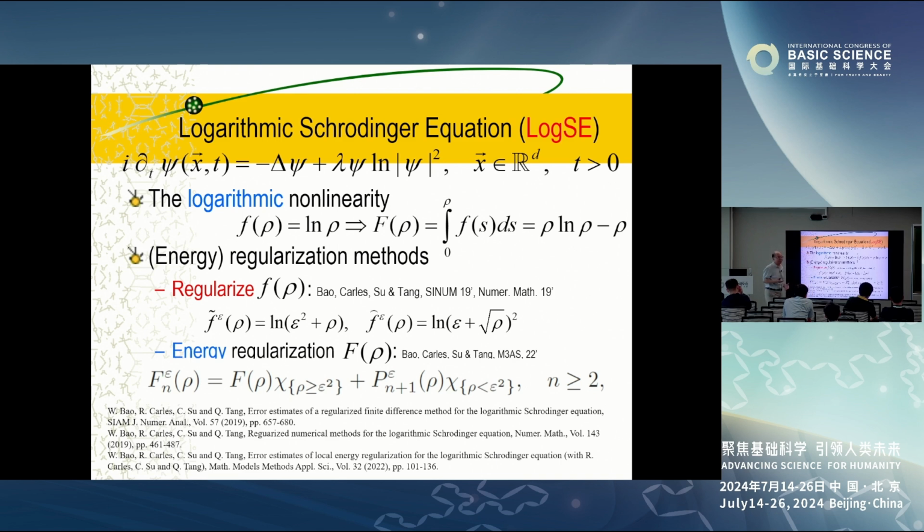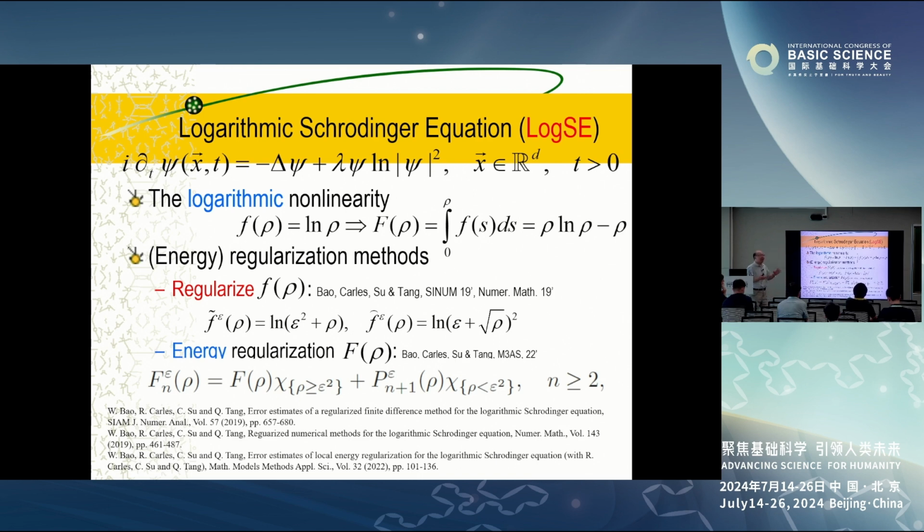Then the question is, for the regularized equation, how the error between the solution of the regularized equation and the original equation depends on epsilon. Then you solve the regularized equation. Your error bounds may depend on mesh size, time step, and also epsilon. How the error bound depends explicitly on this small epsilon.